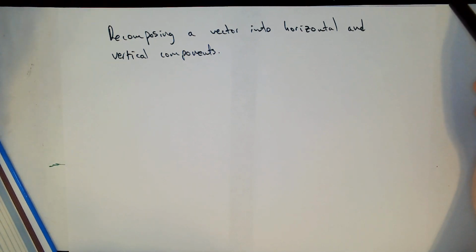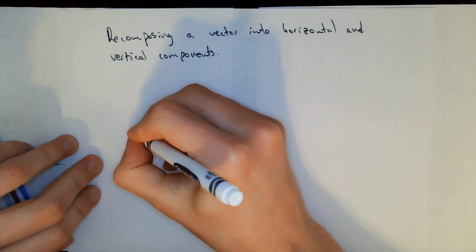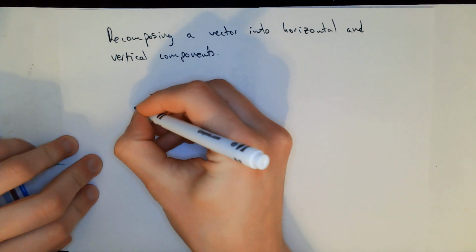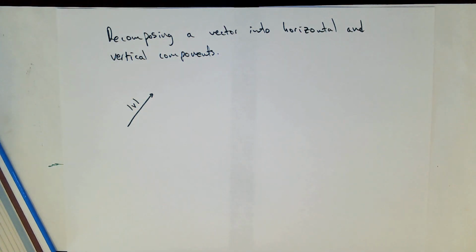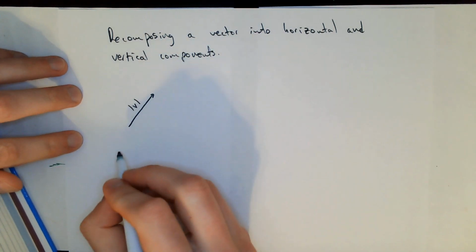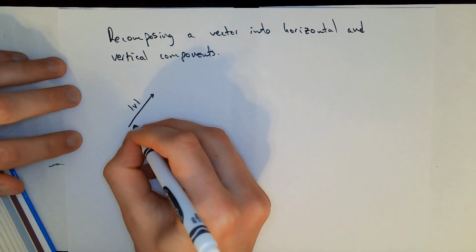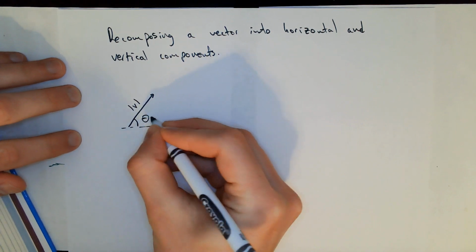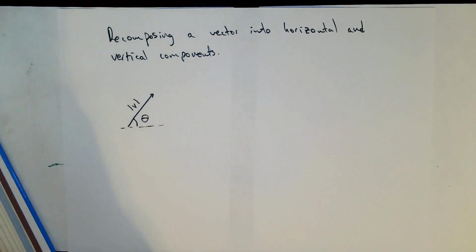So decomposing a vector into horizontal and vertical components means to take some vector that is given with some magnitude. So we'll denote that with the vertical bars there, some magnitude. So this is a vector v with some magnitude of that, and then at some angle to the horizontal line here of theta, right?